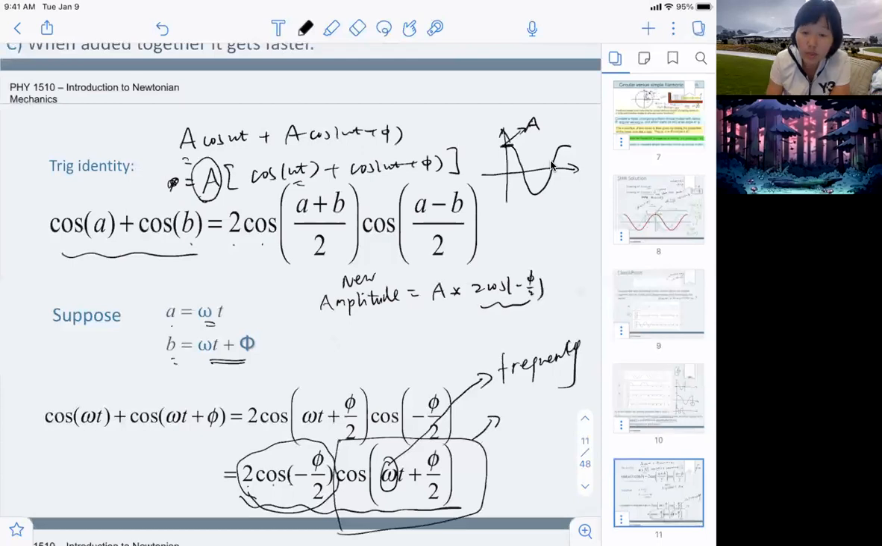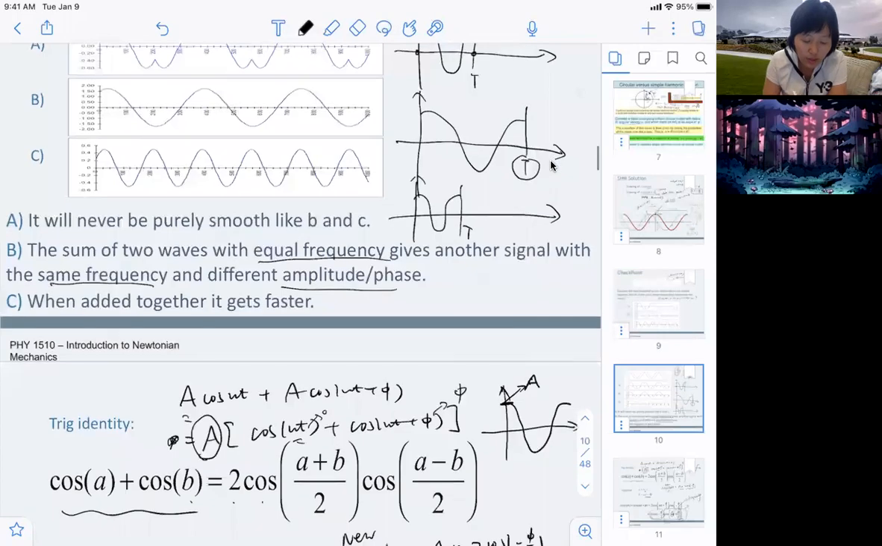This is just a number, right? It's just a constant. Phi is a number, so cosine of that is a number. That gives you a new amplitude. And you also got a new phase. This phase is phi over 2, whereas before, this guy had a 0 phase and this guy had a phase of phi. So when they superpose, they get a new phase. Okay, so you can see that you can also use math to figure out that B was the correct answer.